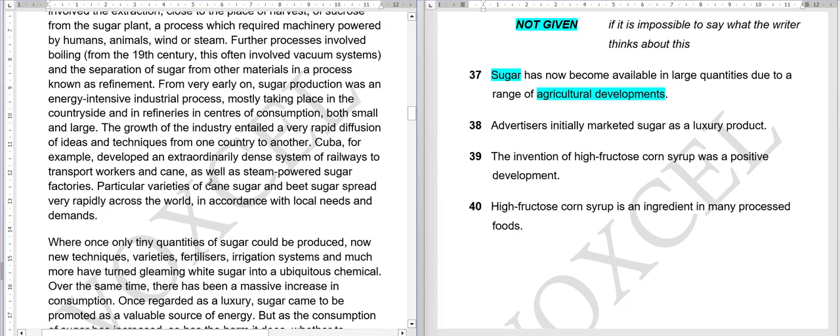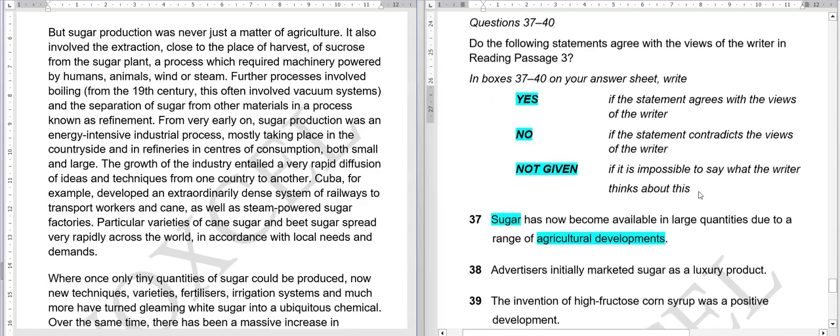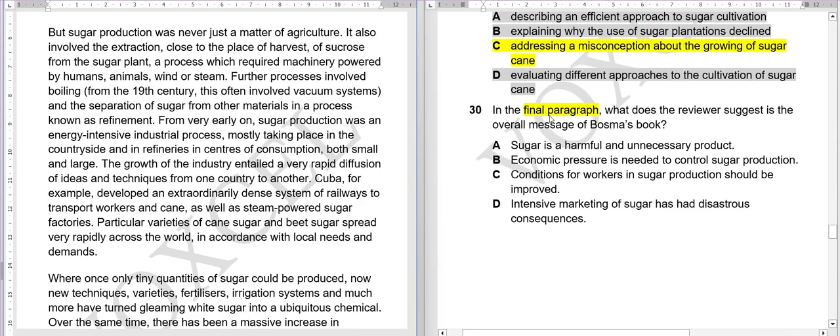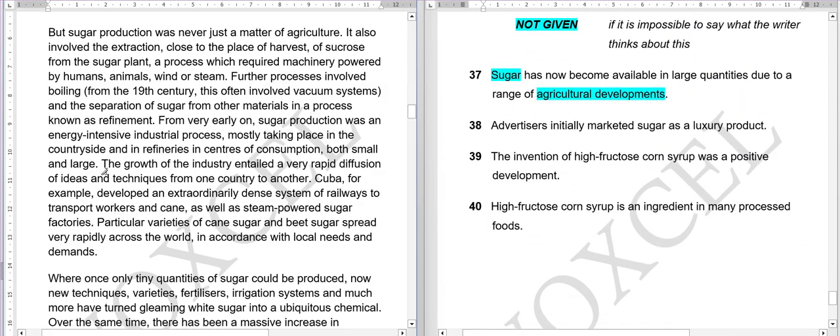So, here in this particular paragraph, they have just talked about the process of sugar, you can say extraction, how sugar is manufactured, where it is manufactured, who is involved in that particular process, equipment used in that particular process. But is there any mention about developments in agriculture? No, there is no mention about agricultural developments. So we don't have to worry about that. And obviously, only one question is left, that is 30th, and it's in the last paragraph. So we don't have to worry about that also. So that means in this paragraph, we do not have any answer. So we don't have to worry about anything.